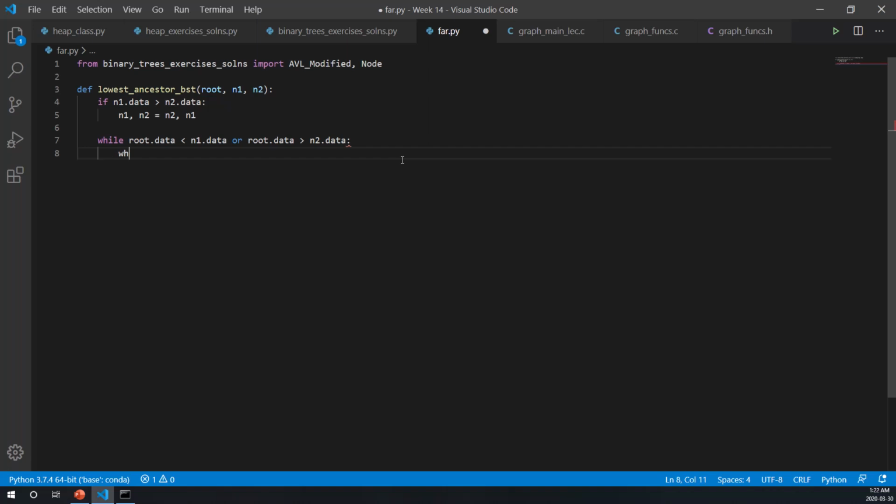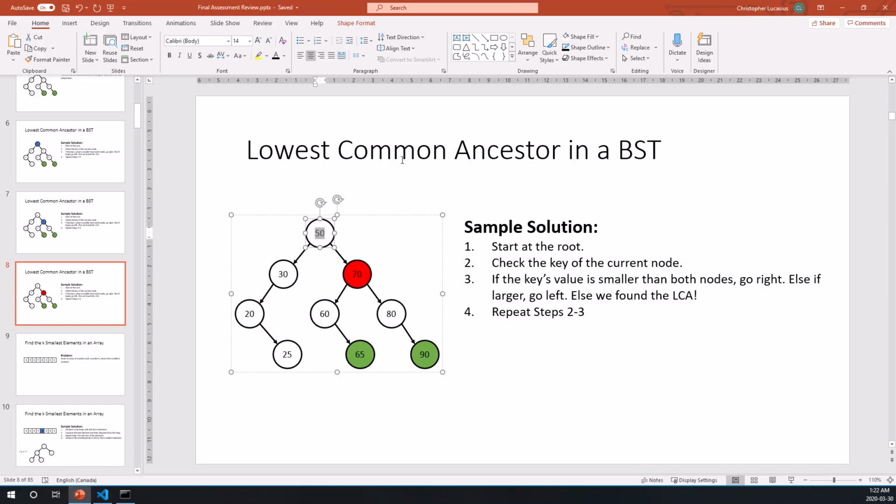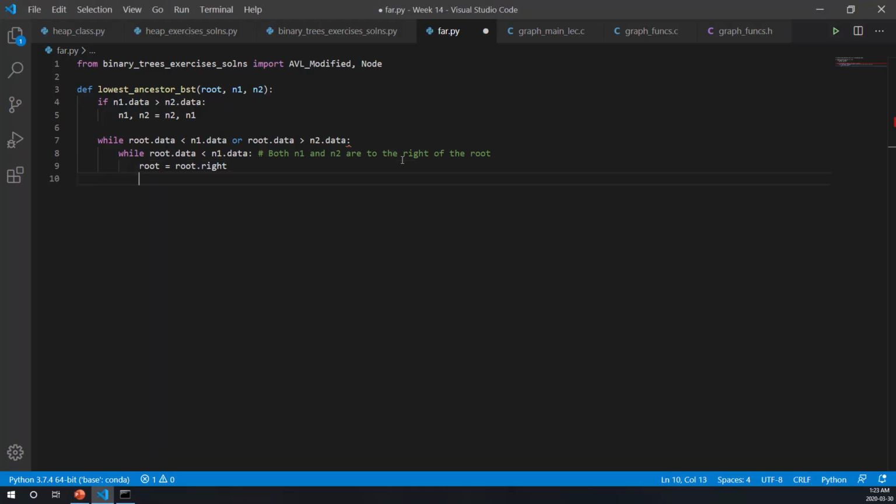Now, if that's the case, let's see, which one is it? If root.data is smaller than n1.data, that means that both n1 and n2 are to the right of the root. And if that's the case, I'm going to go just like how I did in my example here. I went to the right. I'm going to go to the right.